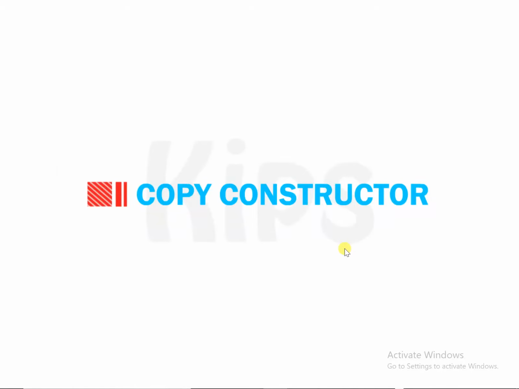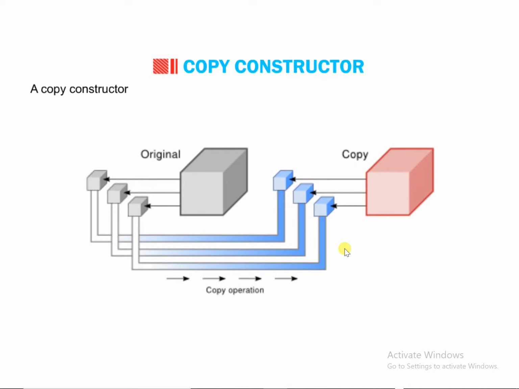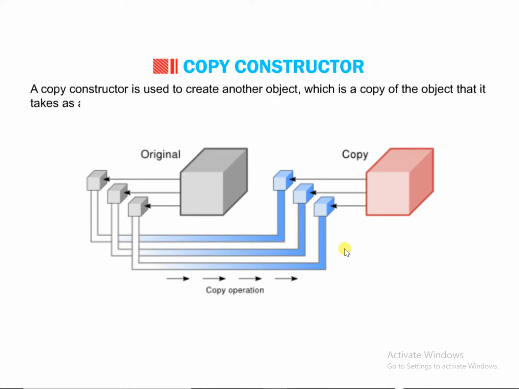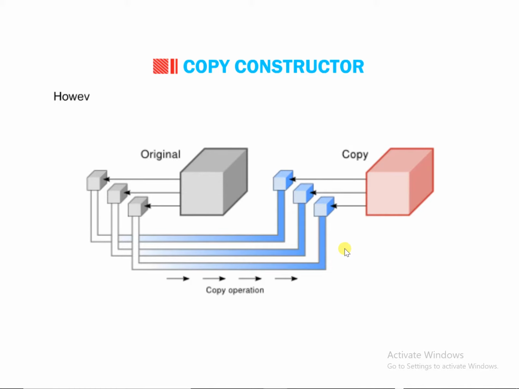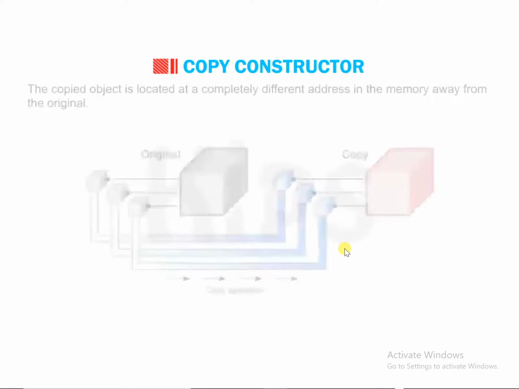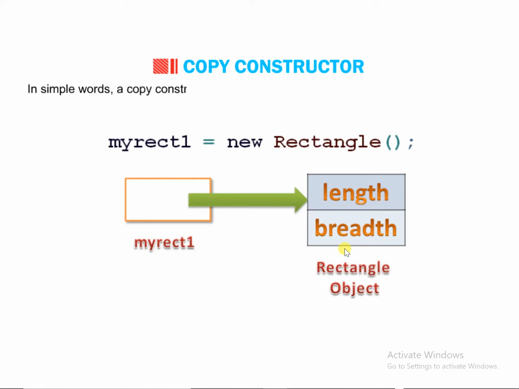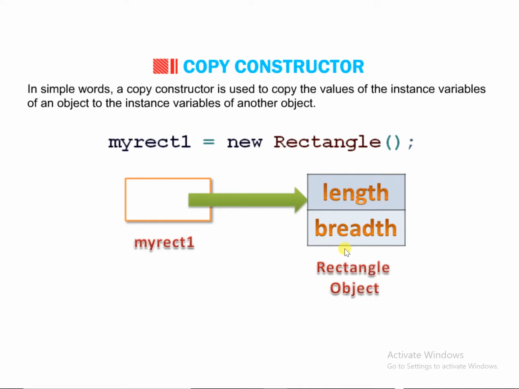Alright students, let us talk about copy constructor. A copy constructor is used to create another object which is a copy of the object that it takes as a parameter. However, the newly created copy is actually independent of the original object. The copied object is located at a completely different address in the memory away from the original. In simple words, a copy constructor is used to copy the values of the instance variables of an object to the instance variables of another object.